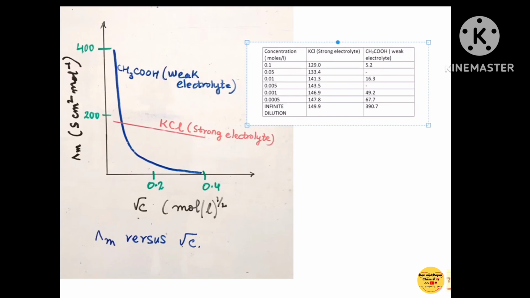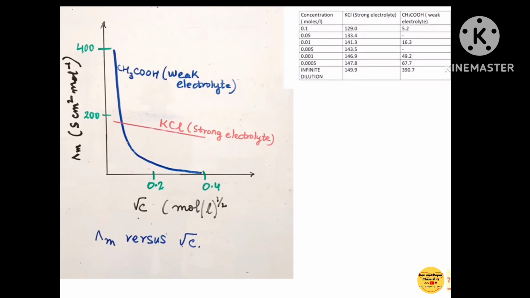Now based on this table we are going to plot the graph, that is we are going to represent the variation of molar conductivity of strong and weak electrolytes against the square root of the concentration. Why square root of concentration? It has been observed that the molar conductivity of strong electrolytes varies directly as the square root of the concentration of the solution. So when we plot the graph pertaining to this data, what do we have?